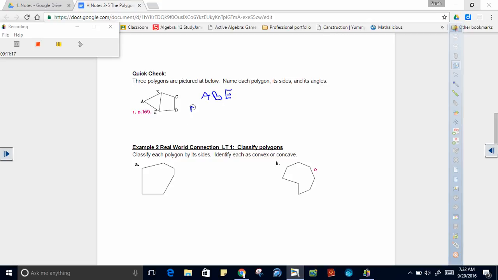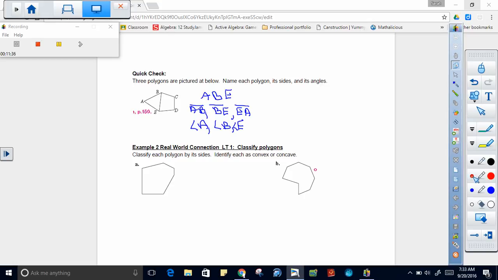Its sides would be AB, BE, EA. Its angles would be angle A, angle B, angle E. Whoops, sorry. There we go. Alright. The next polygon I see is BCDE.